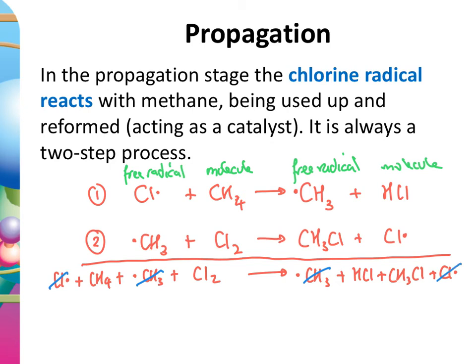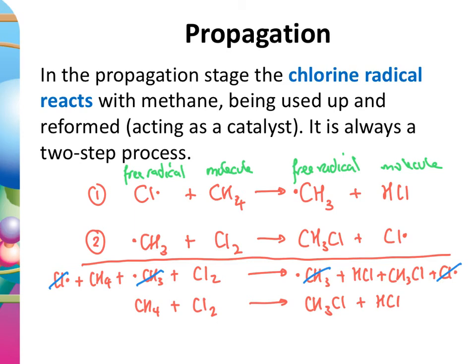So when we look then at our overall equation, it is the reaction that we were trying to do the mechanism for. So methane plus chlorine produces chloromethane and hydrogen halide, or hydrogen chloride, sorry, in this specific example. So that is our overall reaction equation.